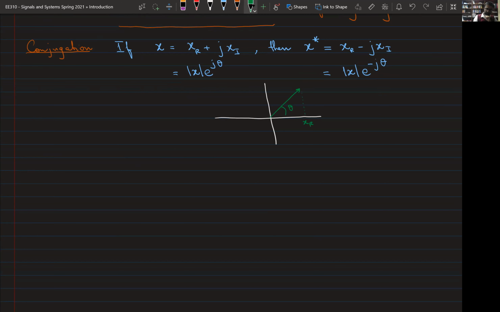Right. So what I'm trying to depict is exactly what Hamza said. If this was the original complex number, the conjugate of that complex number looks something like this, which has the same real component as the original complex number, except that the imaginary component is a negative of what it was. So this is minus x_i. And this angle here, therefore, is minus theta.